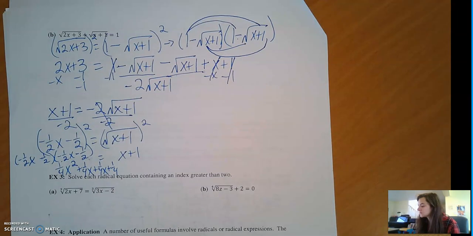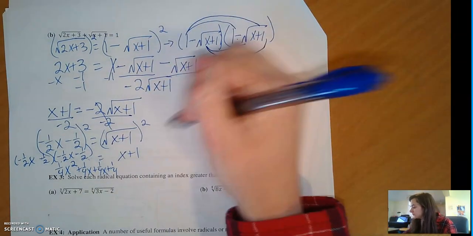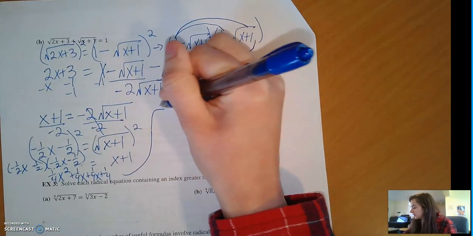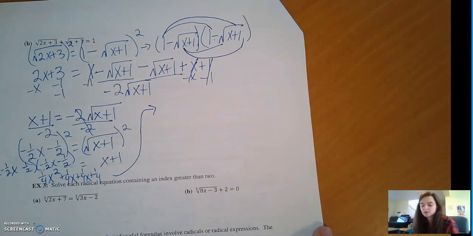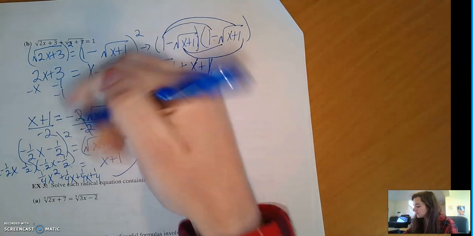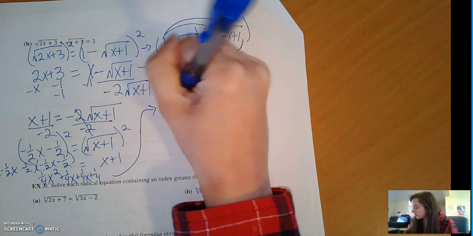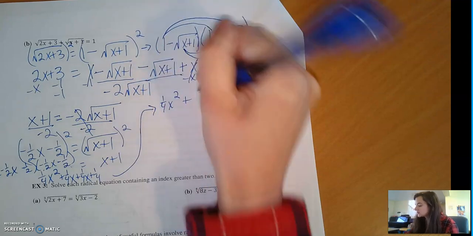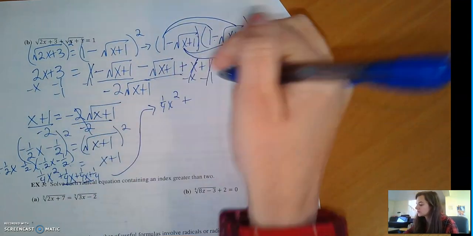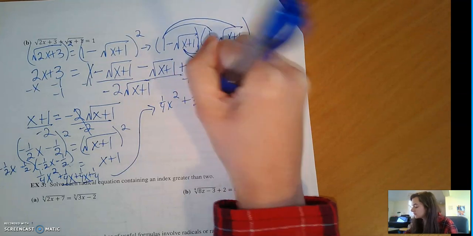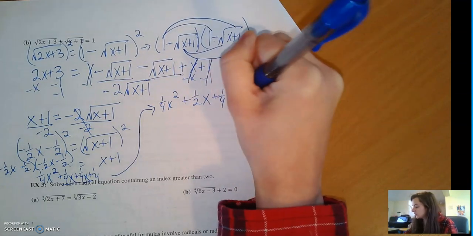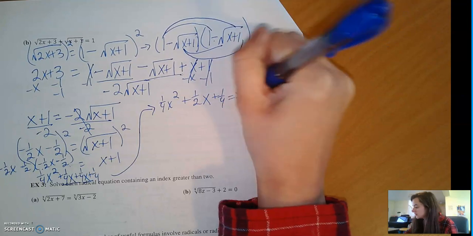Cool. So let's keep going. I'm just going to keep going right up here. I've got some space. So simplifying all of that, what I have is 1/4 x squared plus, we've got like terms in the middle, 1/4 plus a 4th is 1/2 x, plus 1/4 equals x plus 1.